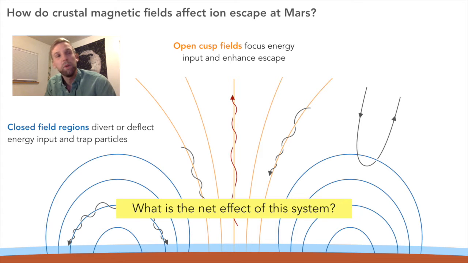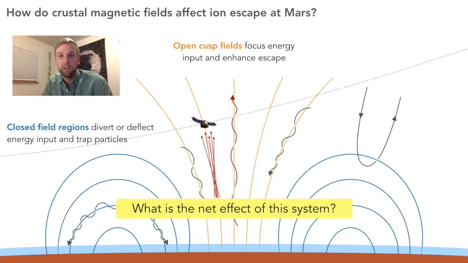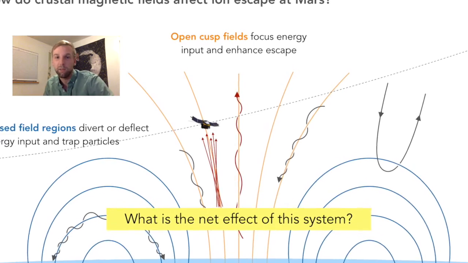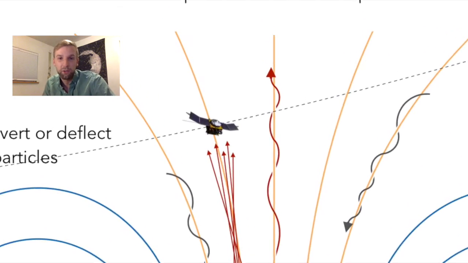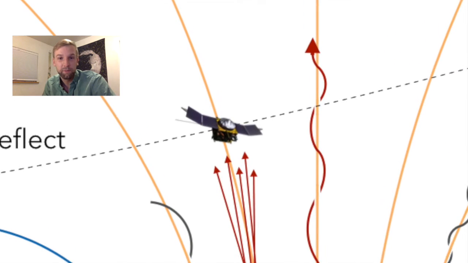We're interested in this both for understanding the history and evolution of Mars and how it relates to Martian habitability, as well as for understanding those broader questions of planetary magnetic field effects in general. In order to study this, I'm going to be using the MAVEN spacecraft, which is flying through these crustal magnetic fields and making direct measurements of escaping particles as well as the magnetic fields themselves.